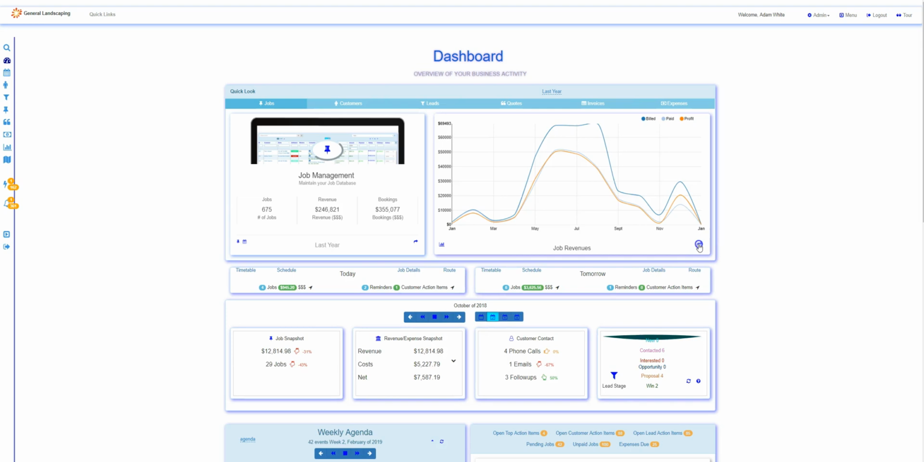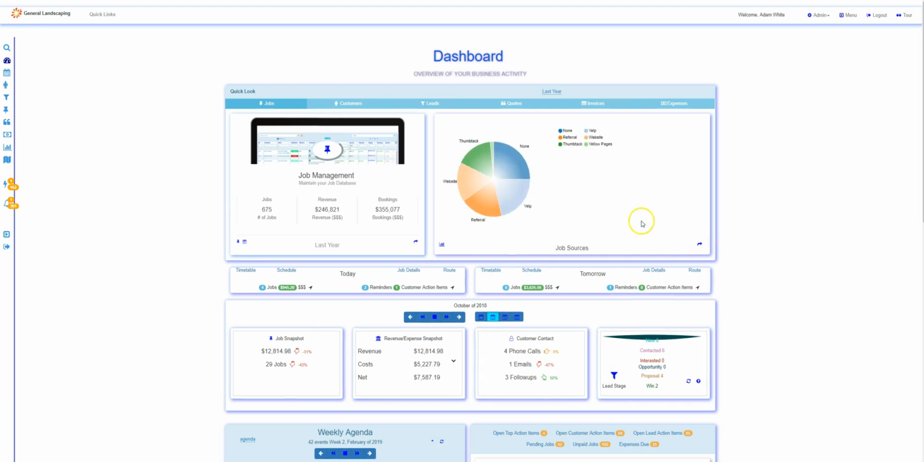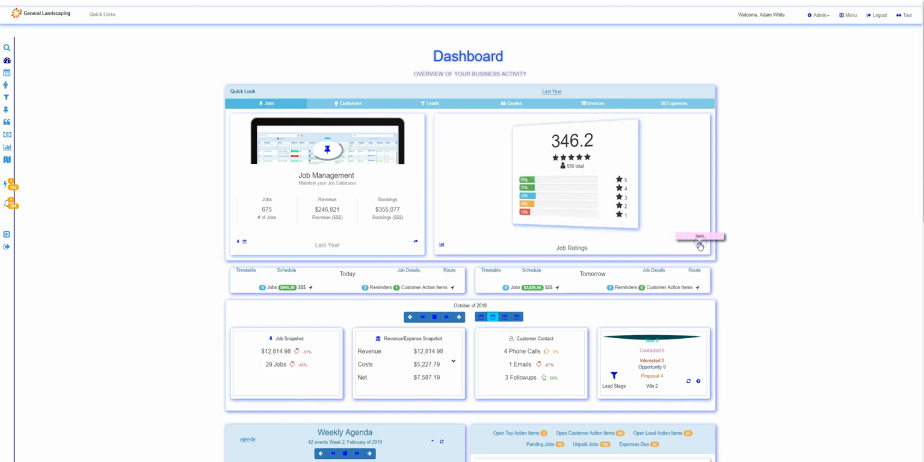And there's more. If we flip again, we get a pie chart. And this pie chart shows us how we won the jobs. For example, 141 of the 659 came to us through Yelp. Some came through referrals, through our website, and others. Then another chart showing where the jobs were located, town by town. And the job ratings that we earned.